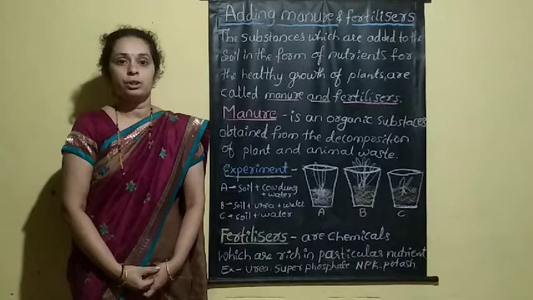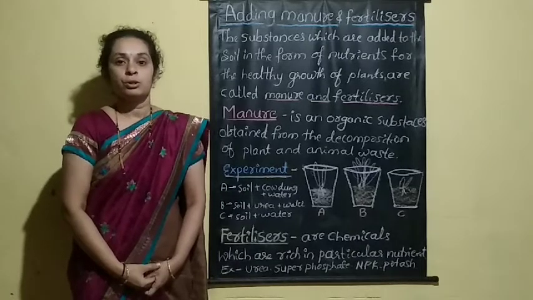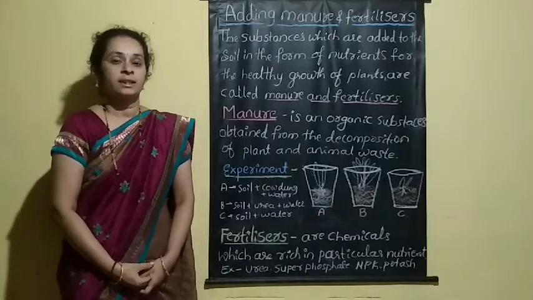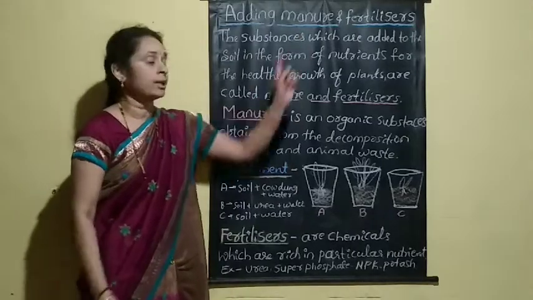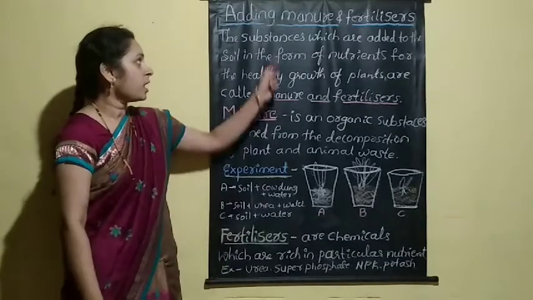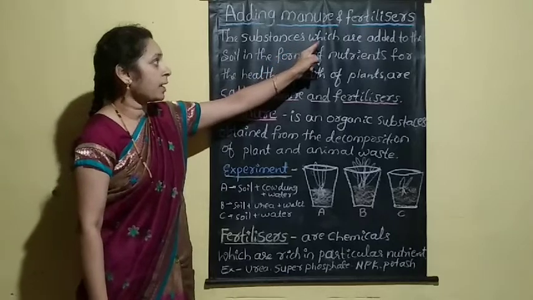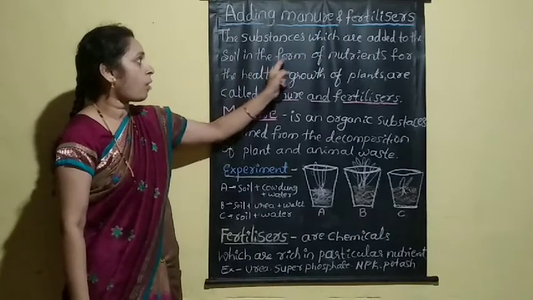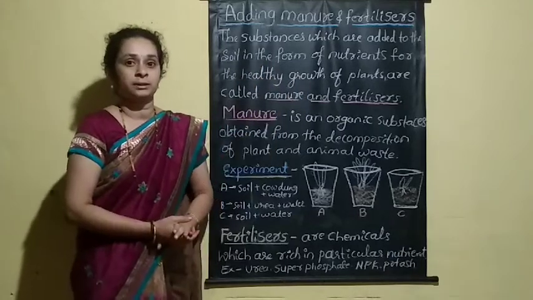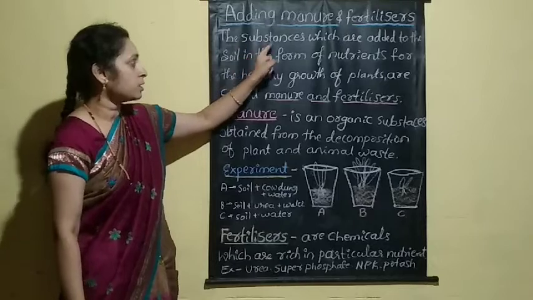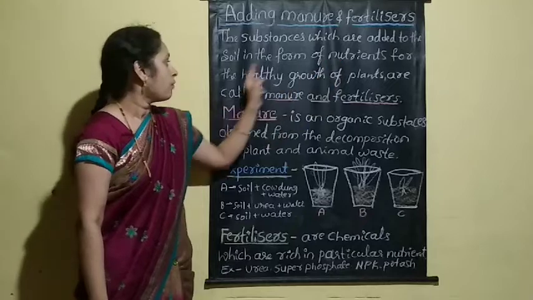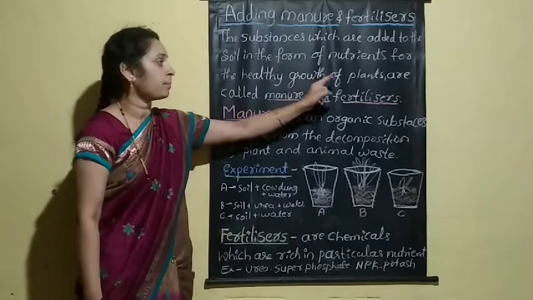have studied about soil. In this class, we have to study about the next step in the agricultural practice, that is adding manures and fertilizers. Manures and fertilizers are the substances which are added to the soil in the form of nutrients for the healthy growth of plants.